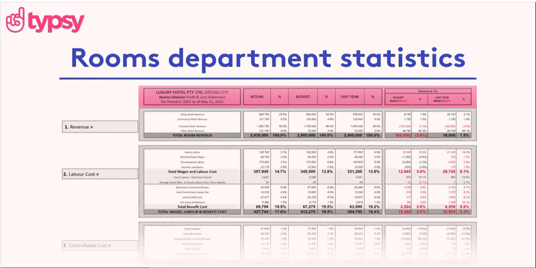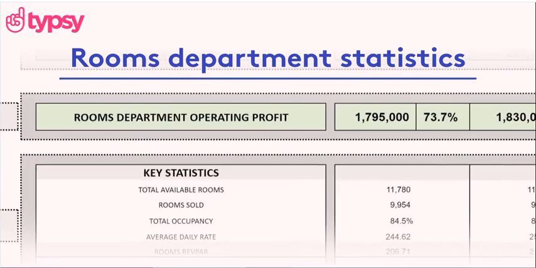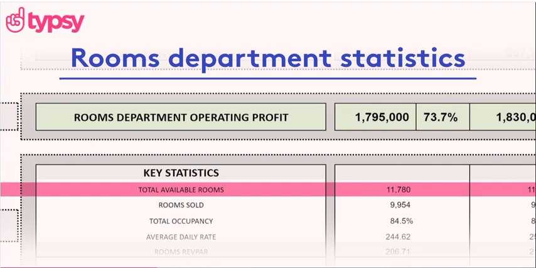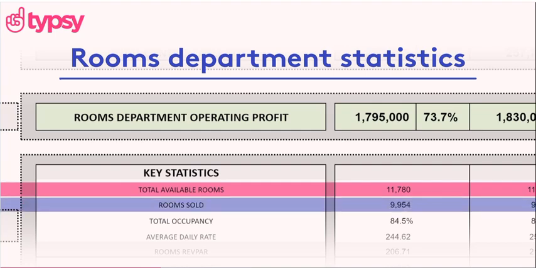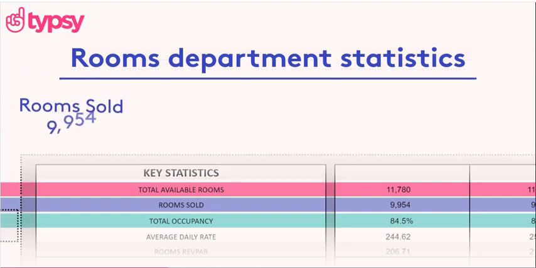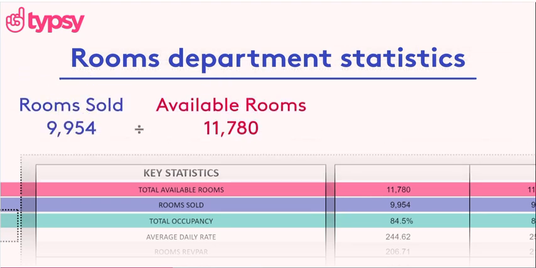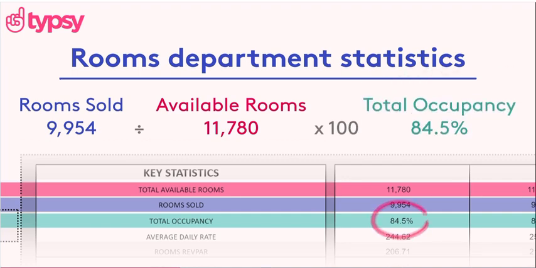Now, let's look into the rooms division P&L for various statistics, and then we will go through some key performance indicators. For example, in a rooms department P&L, you will see statistics that show the total available rooms and the rooms sold. Using these two figures, you can figure out the total occupancy percentage. Simply divide the number of rooms sold by the available rooms and multiply by 100. And there you have it. It's your first KPI. Total occupancy is a great metric to determine performance. It's easy to track and something you can constantly measure.